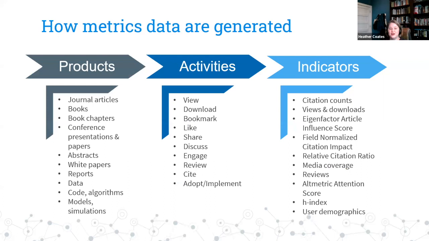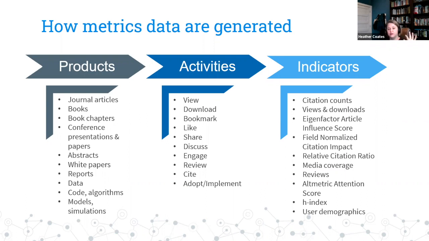So this is another, maybe simpler, alternative view of this idea of how metrics data are generated. The products we create exist in this online environment where we can interact with them in various ways. We can view, download, bookmark, like, share, discuss, etc. And then these activities leave digital traces and are aggregated and counted generally to create indicators.